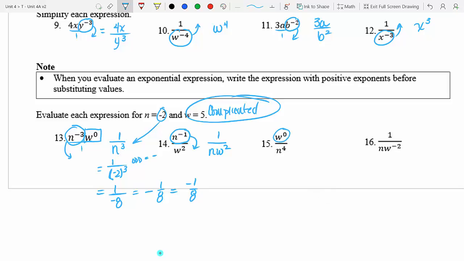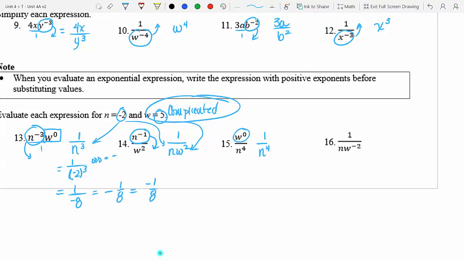All right, moving on to 15. This whole piece is going to turn into 1, and this n is positive. So really what we end up with is 1 over n to the 4th. Sorry, I didn't plug in. I'm going to skip the plugging in part. Now you would plug in your n, I'm sorry, your negative 2 and your 5, and then you would plug it in here as well. I'm going to skip that part. I'll let you guys handle that. That's a calculation you can make on your own. I just want to talk about the exponent properties.